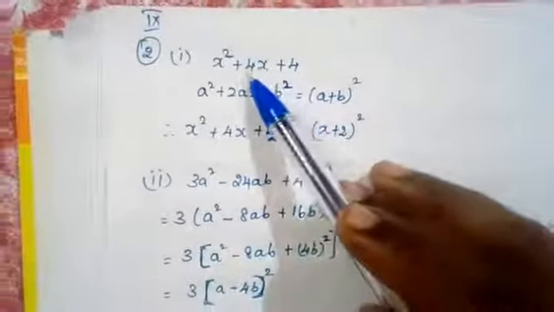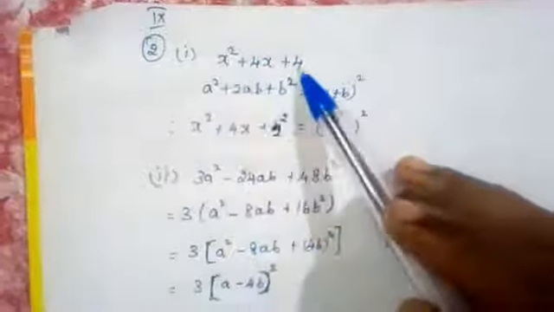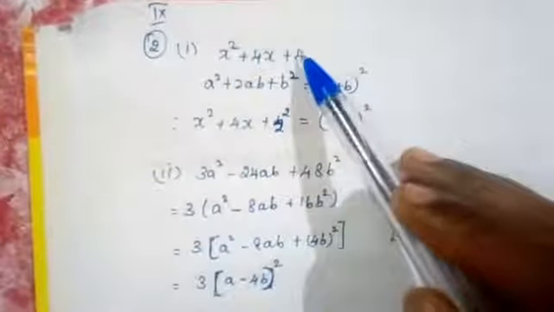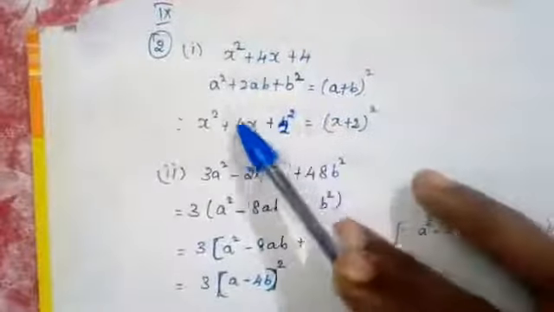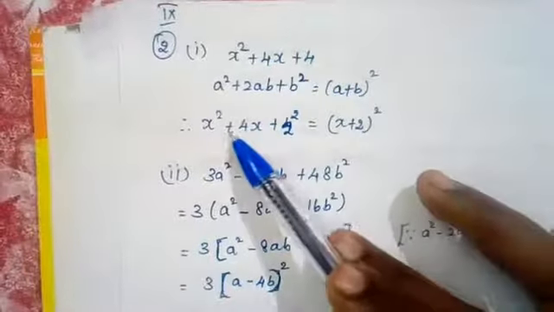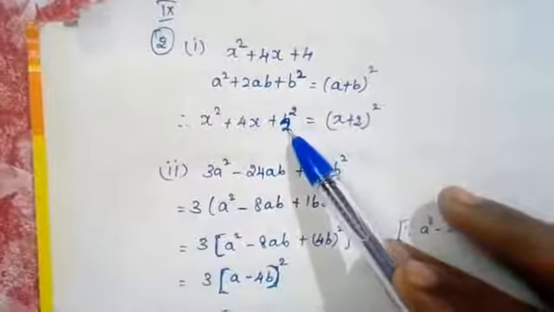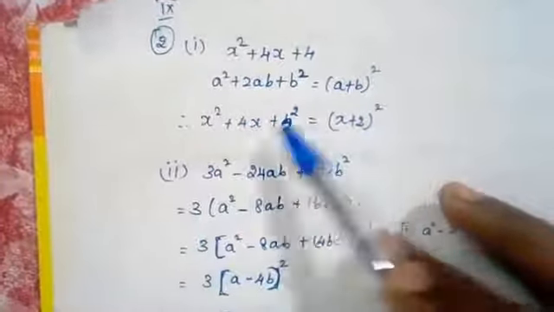You need not worry about the middle term. First and last you have to consider: it is x square, and it is 2 square. So the given one is rewritten as x square plus 4x plus 2 square. So it is in the form a plus b whole square. So x plus 2 whole square.